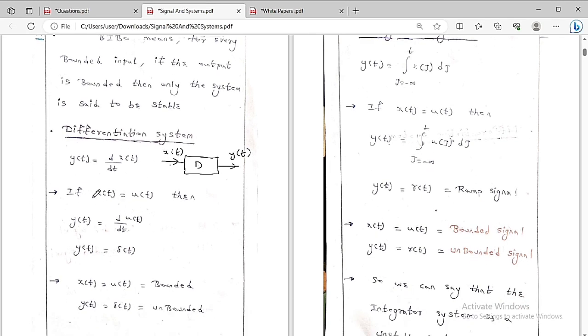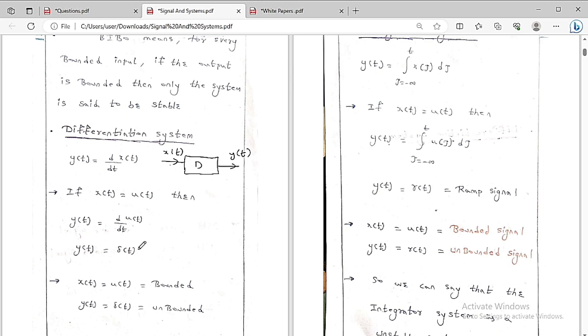Suppose I assume a bounded input, x of t is equal to u of t. Then I will see the nature of the output. If x of t is equal to u of t, then y of t is d by dt of x of t, which is d by dt of u of t, and that is nothing but the impulse signal. So y of t is equal to delta of t.